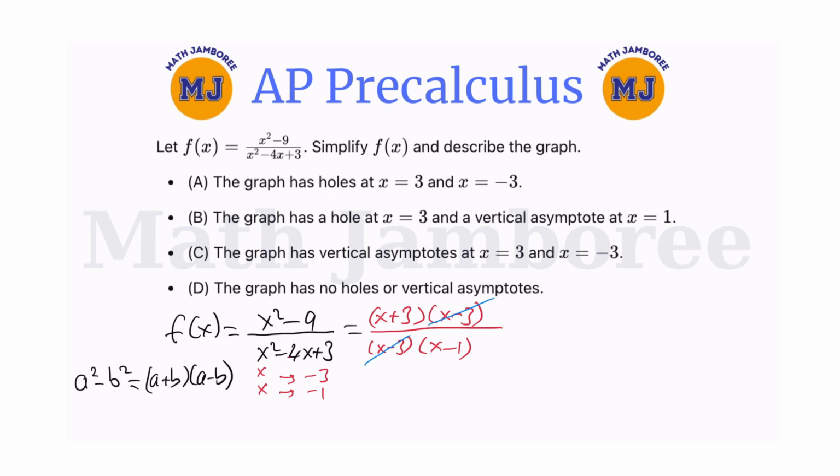So this is a condition for a hole. If you simplify a factor from the numerator and denominator, then there is a hole at that point. So x equals 3, there is a hole at x equals 3. What about the vertical asymptote? The vertical asymptote is related to the denominator. x minus 1 is equal to 0, and x equals 1. So there is a vertical asymptote at x equals 1.